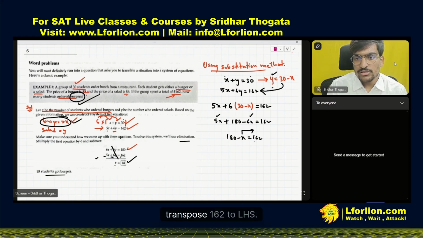Transpose x to RHS, transpose 162 to LHS. So 180 minus 162 equals x. So finally x equals 18. That's what we need to find.